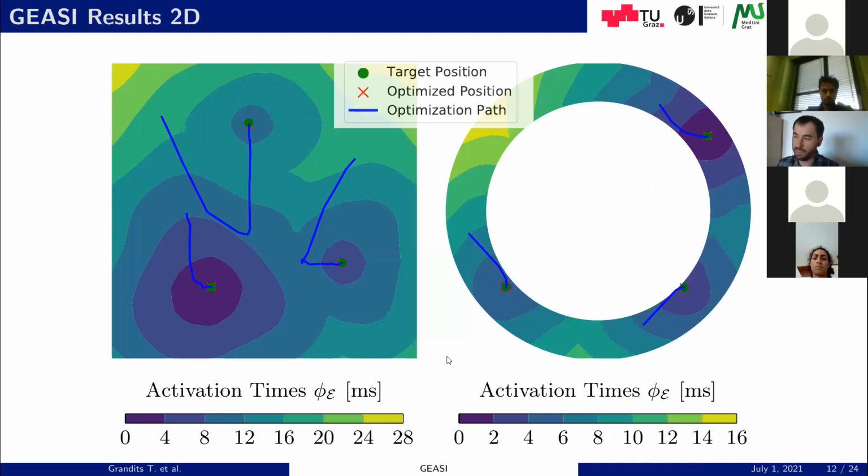So for the 2D case, actually, the algorithm is doing quite well. We are able to find the optimal points within very few iterations. It works with all of the 3 points, and you also optimize for the correct timings in this case.